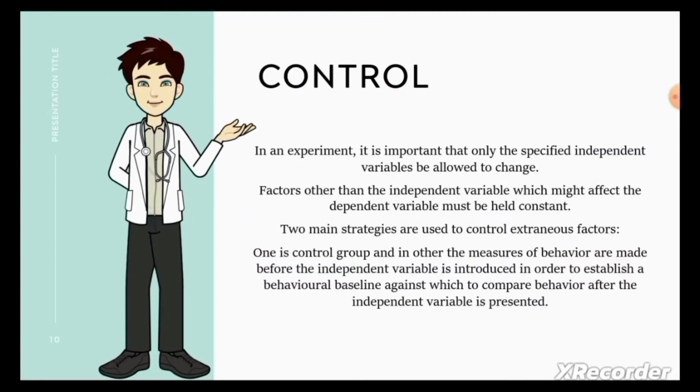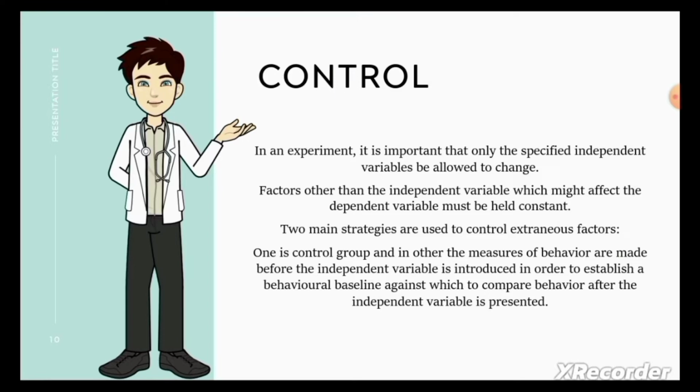Moving ahead, now we'll talk about control. In an experiment, it is important that the only specified independent variables are allowed to change. Factors other than the independent variable which might affect the dependent variable must be held constant. Two main strategies are used to control extraneous factors.